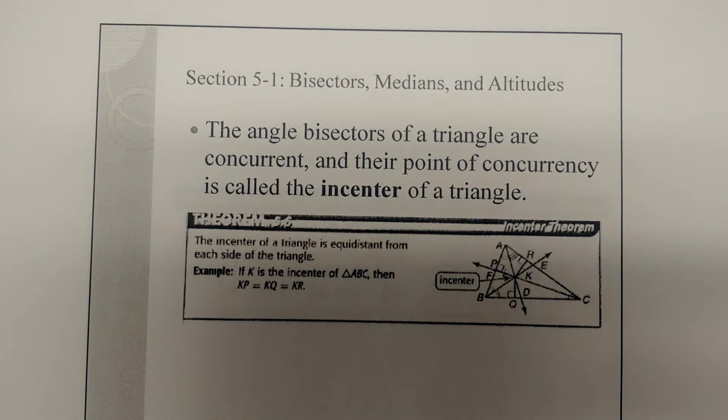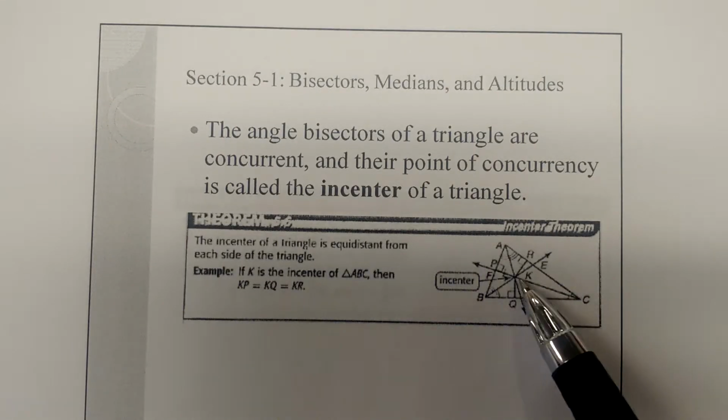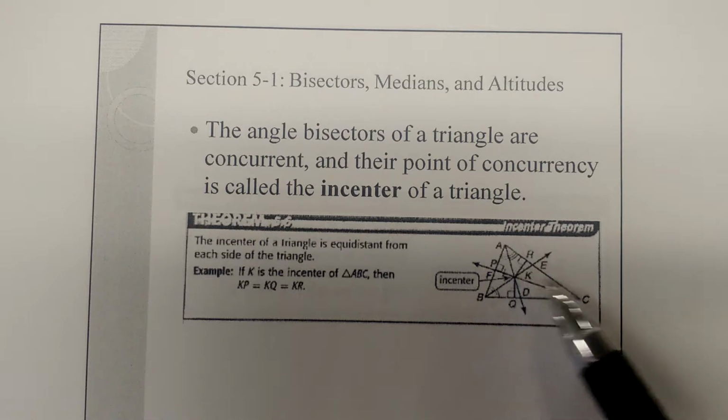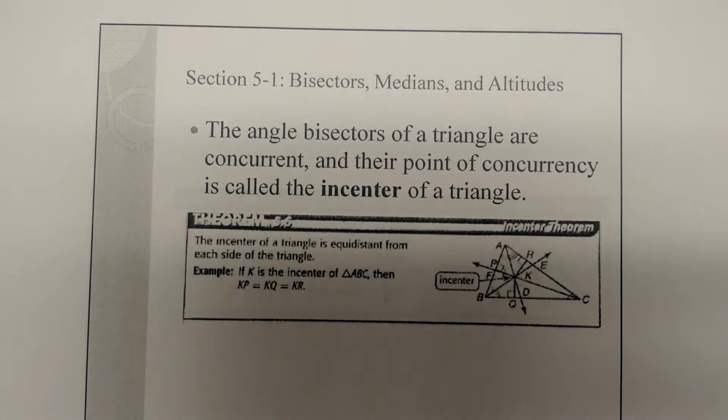All right. So angle bisectors meet at a point called the incenter. And since they're bisectors, they are then equidistant from each of the sides. So the incenter is the same distance. So K to R, K to P, and K to Q are all the same length if these rays are bisectors.